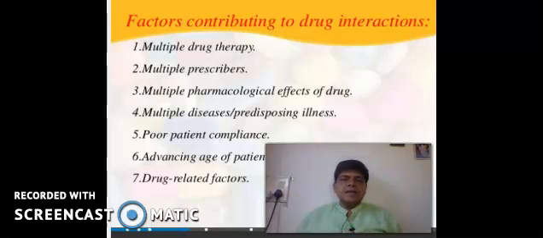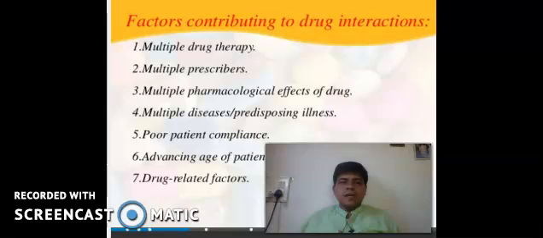Then multiple pharmacological effects of a drug. Some drugs give multiple effects. Some drugs are also used as antipyretics, some drugs are used in infections, and some drugs are used in cold and cough. So with this number of pharmacological effects, drug interaction may be caused.